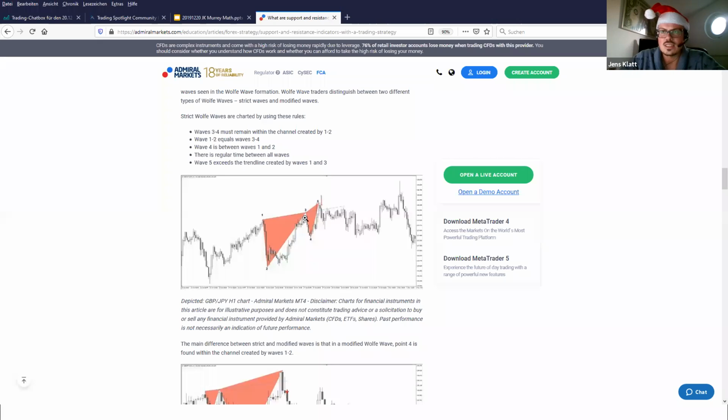Again, the thing is, and this is something which critics usually say, they're to some extent self-fulfilling, which means it's not necessarily given that the market really considers these levels to be relevant. So let me tell you another story.